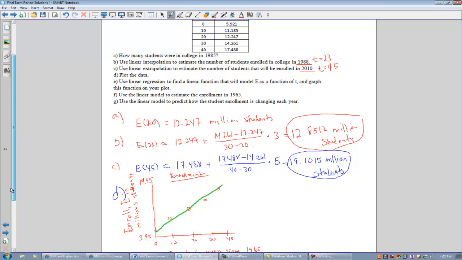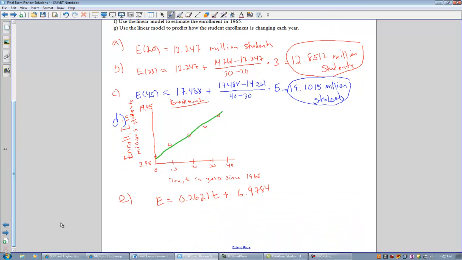And then finally, Part F, it says use the linear model to estimate the enrollment in 1965. So on Part F, 1965 corresponds to time equals 0, because that's when it starts, so this term is actually 0, and so it's like 6.9784 million people. So by using the model, I would estimate 6.9784 million students are enrolled.